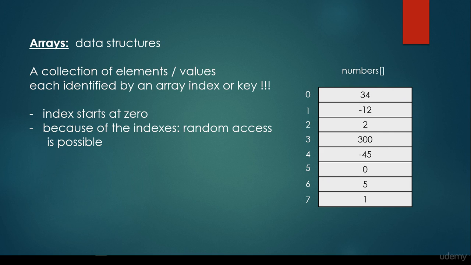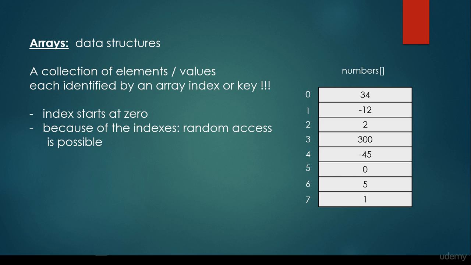What is an array? Basically, arrays are data structures, a collection of elements or values, each identified by an array index, also known as keys. So we have values, and these values are identified by an index or a key. Indices start at 0 for most programming languages such as Python, Java or C++. And because of the indices, random access is possible.